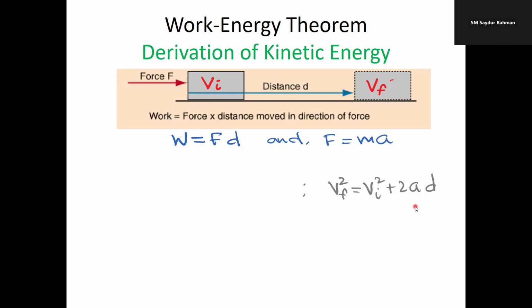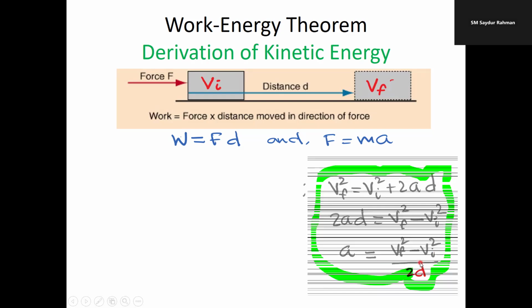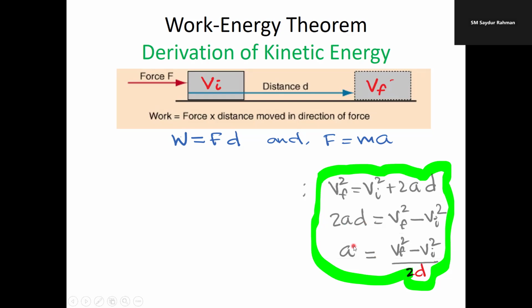Now if I rearrange this equation, I'd like to isolate a. What I can do is bring vi squared to the other side. So I get 2ad equal to vf squared minus vi squared, and then divide both sides by 2d. So I will get a equal to vf squared minus vi squared divided by 2d. So this is the expression that I get for acceleration.